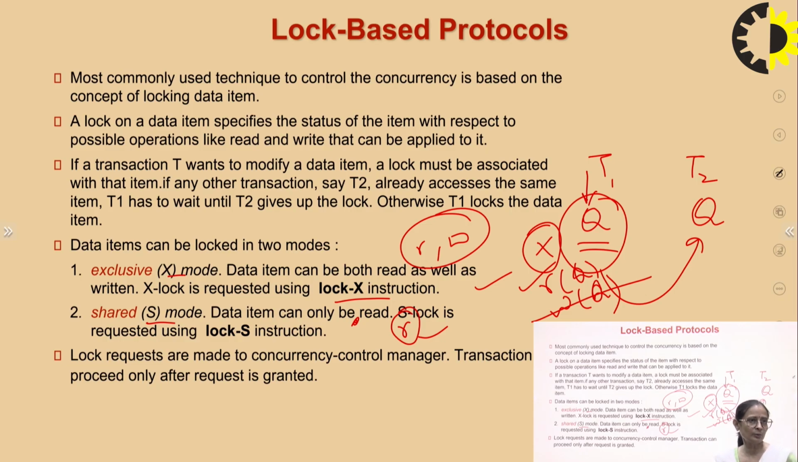Lock requests are made to the concurrency control manager. The concurrency control manager will check whether the lock can be granted or not. If it can be granted, then it will give the lock to the transaction. Otherwise, the transaction has to wait.